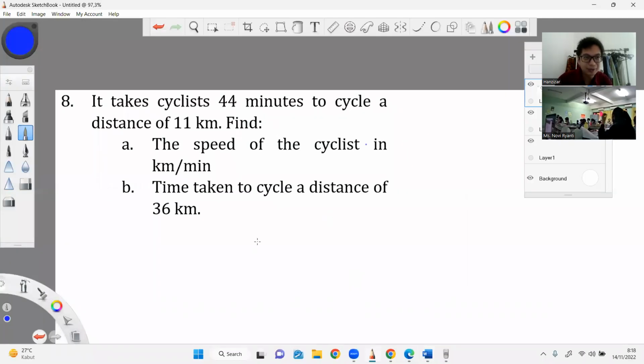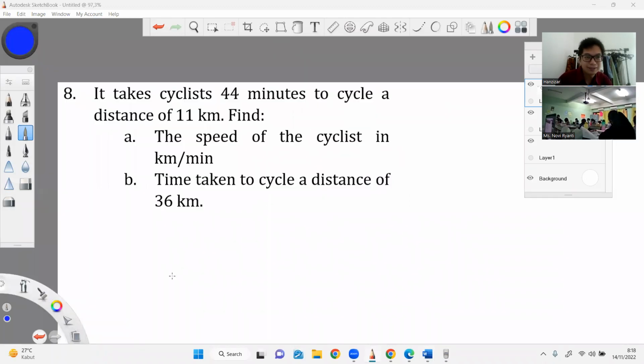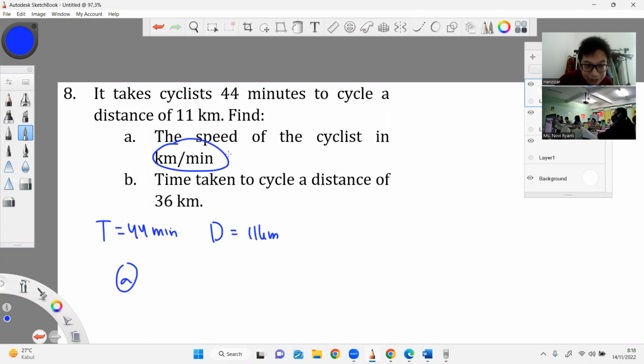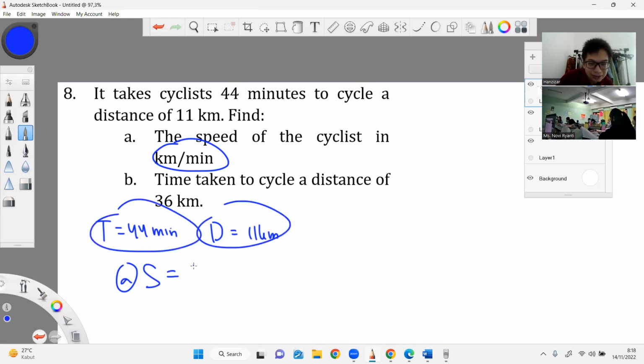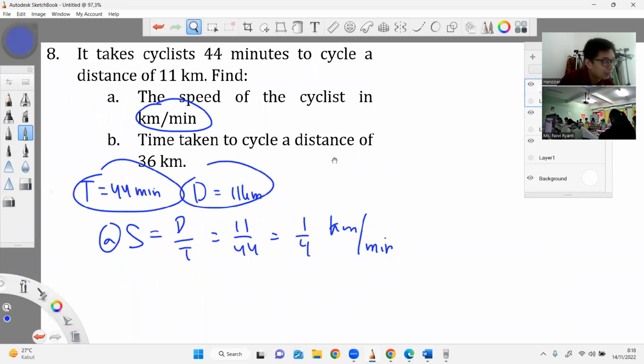Okay, for the last number 8. Let's focus on number 8, guys. It takes a cyclist 44 minutes to cycle a distance of 11 kilometers. So the time is 44 minutes, the distance is 11 kilometers. Find the speed in kilometer over a minute. What an easy question. Kilometer over a minute, so you don't have to change anything. Distance over time, 11 over 44. So 1 over 4 kilometer per minute. You just simplify the fraction.